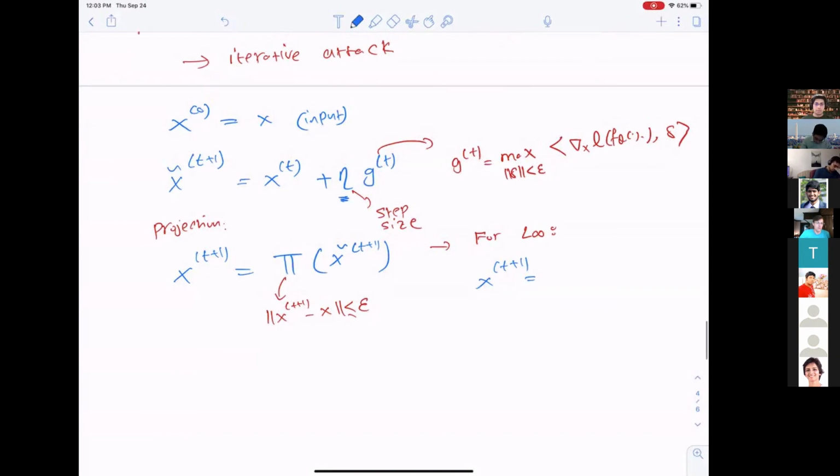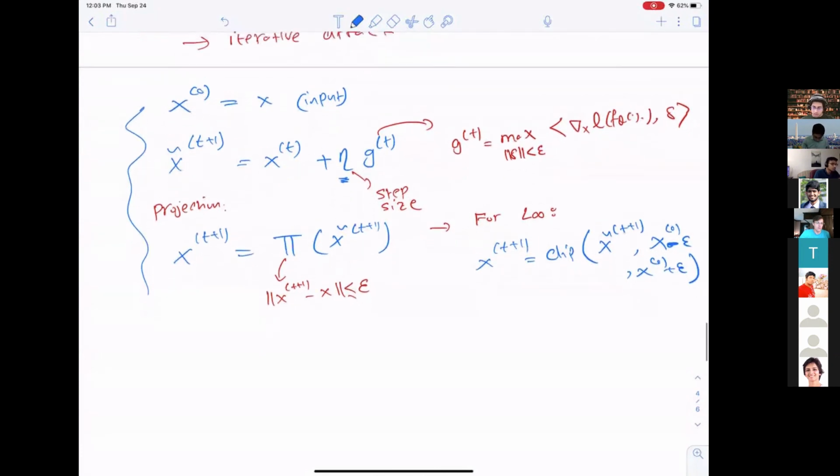So I'll just clip this x tilde that I compute with my input, between x0 minus epsilon and x0 plus epsilon. I'll just clip between these two numbers. For L2, you just normalize. And that's basically the projection step, and then you iterate. You iterate for a few times, and you compute your attack.